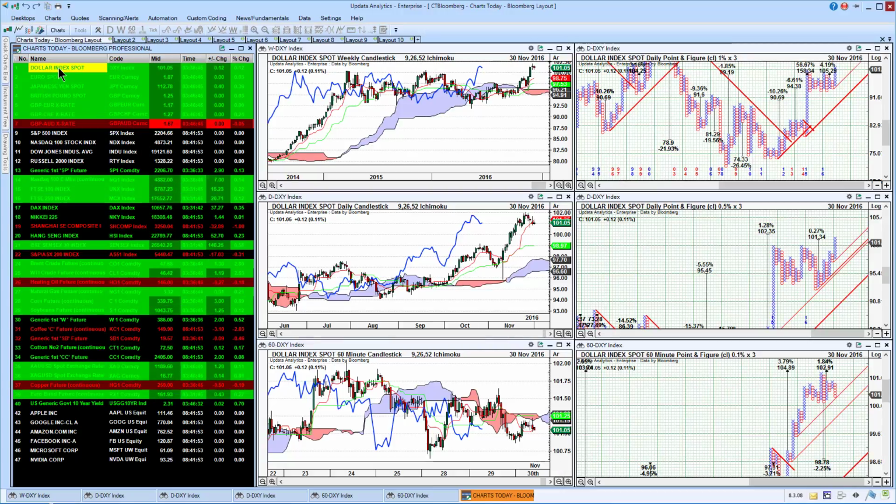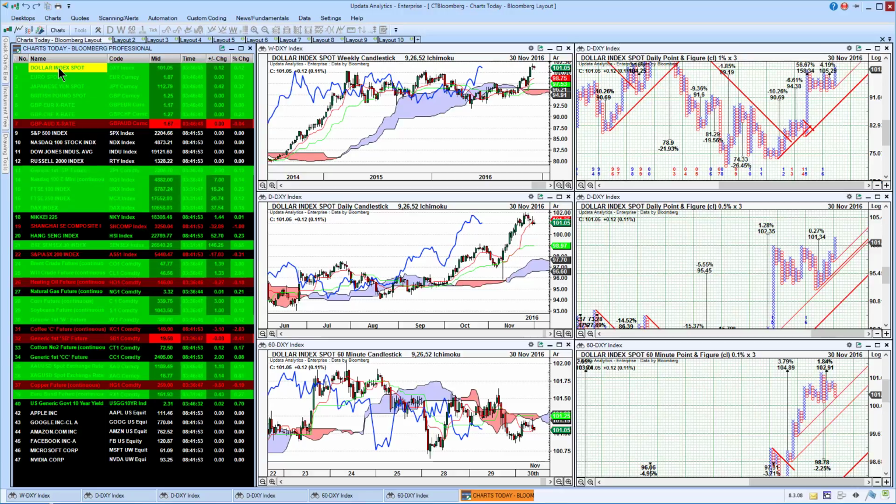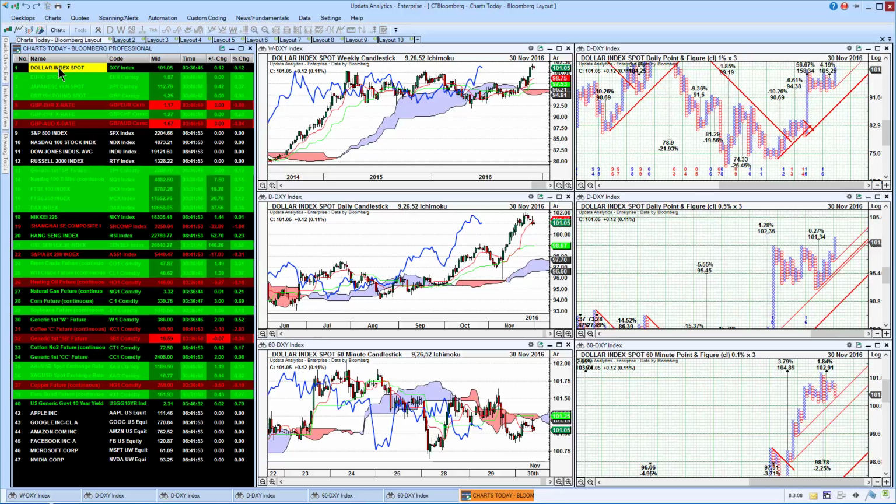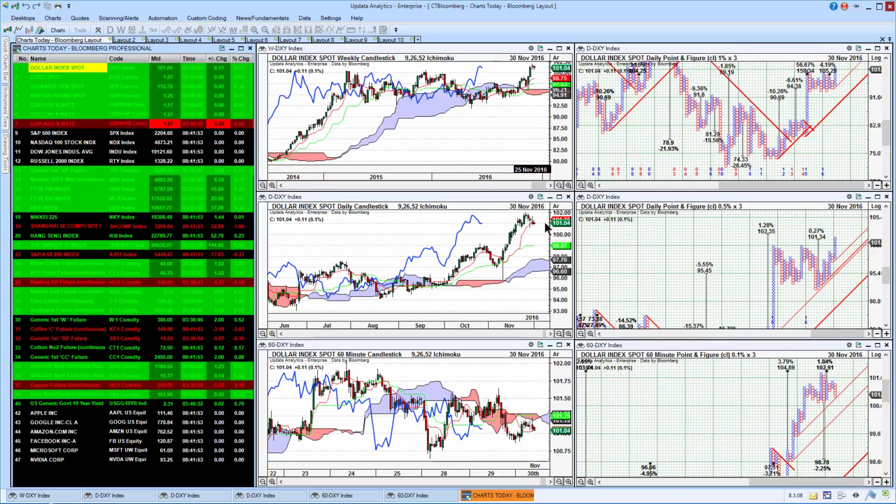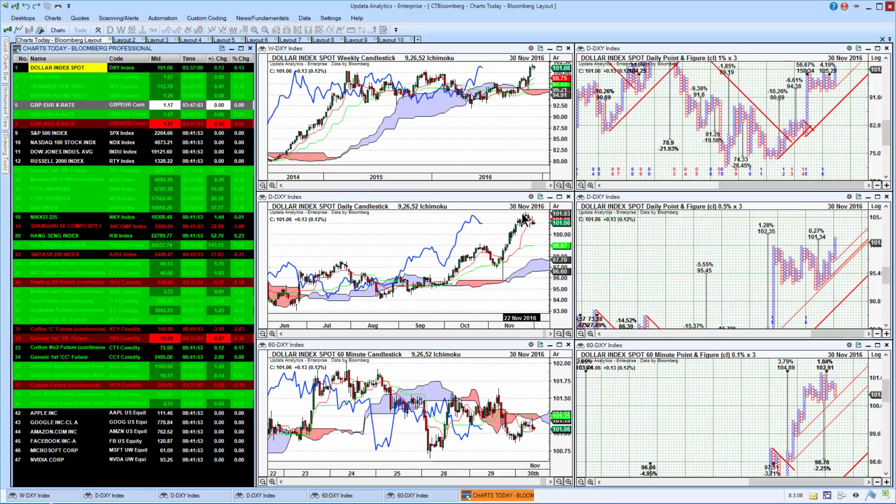And so we start by looking at the dollar index. All this price data today coming from Bloomberg. Updata runs on multiple data feeds. So we start on Bloomberg today, and we see the dollar index is just having a slightly negative week this week, and that pullback just showing through here in the price. We pulled back from 102 to 101.